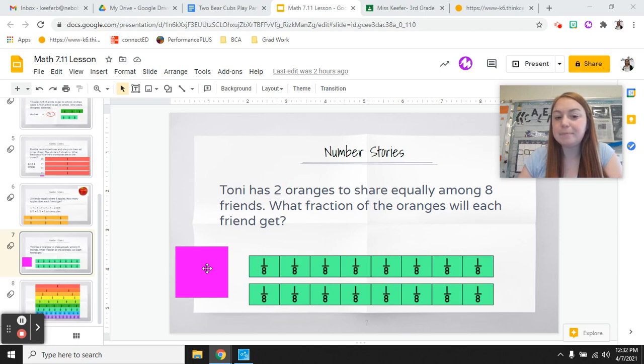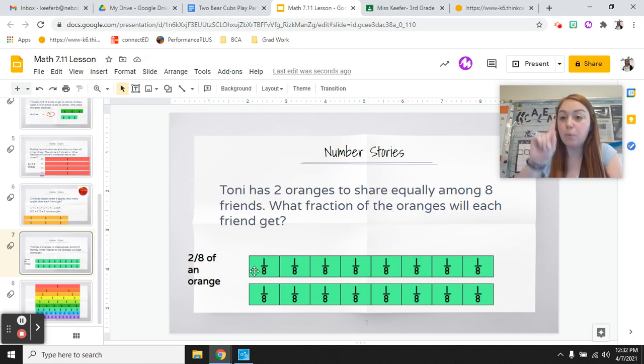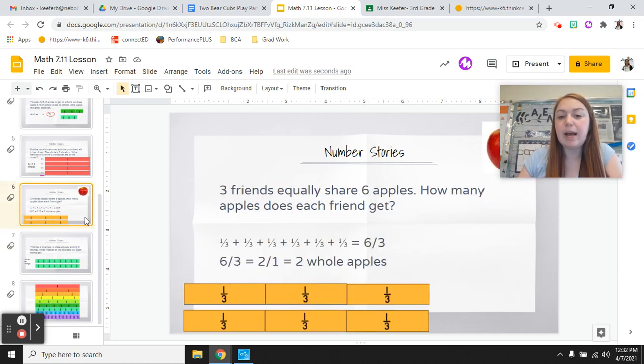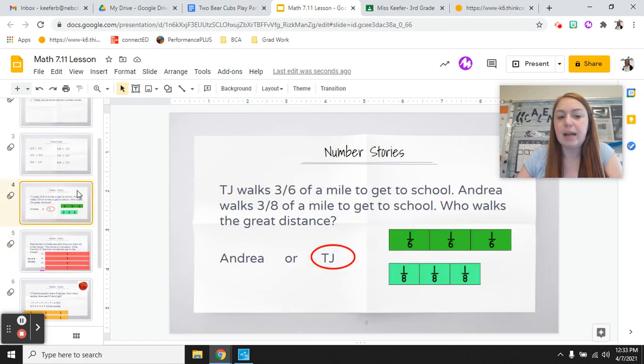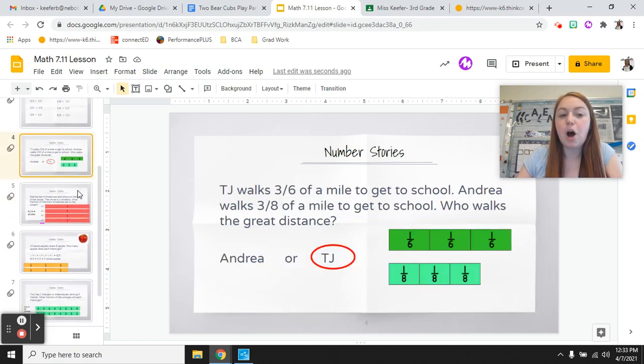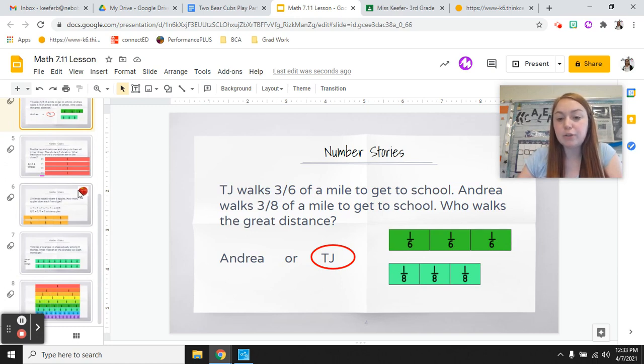What do you think? Each friend would get 2/8 of an orange because they would get the first 1/8 from the one orange, and then they would get the second 1/8 from the second orange. So they would get 2 slices or 2/8 of an orange. So that was the last problem that we did. We had the ones about the apples, the shoe boxes, and then how to walk to school. For all of them, I was able to show you on a fraction strip.